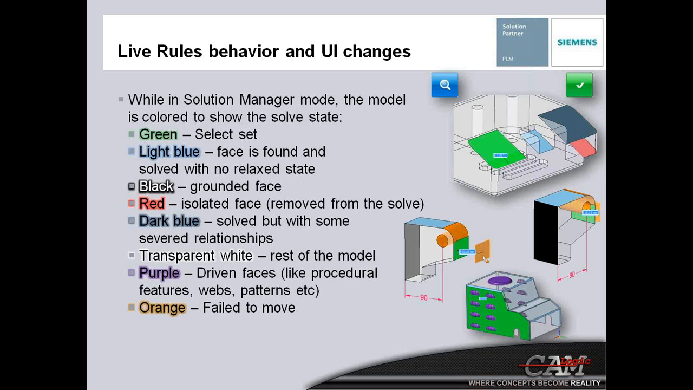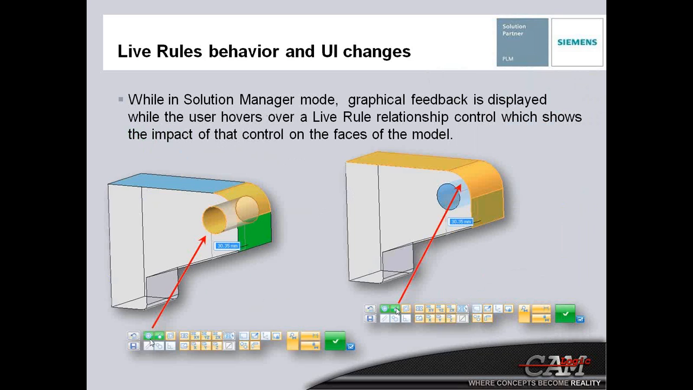We'll go through a brief demonstration, and you'll see that you can just click on the faces, isolate them from the move quick and easy, and you don't have to go back through all of the relationships, which was once very time-consuming and sometimes confusing to edit how you want in the synchronous environment. Dark blue is solved with some severed relationships. You'll see that you can sever a relationship, and then you can bring that back in and say, hey, I want to go ahead and use it in the move. I just didn't want it to prevent the change I was trying to make. Purple is mainly procedural features, webs and patterns, etc. And then orange, of course, is a fail to move, and that's how we go ahead and drill through the Solution Manager.